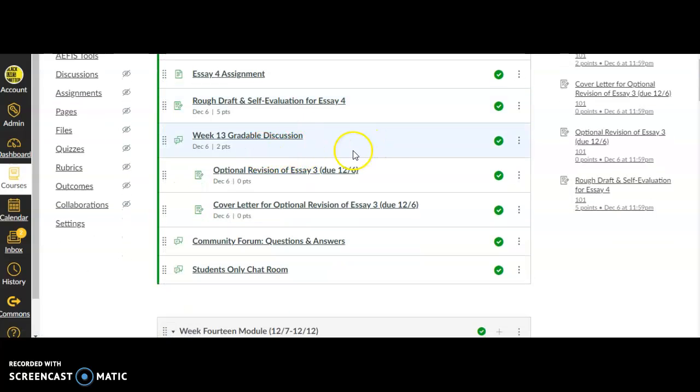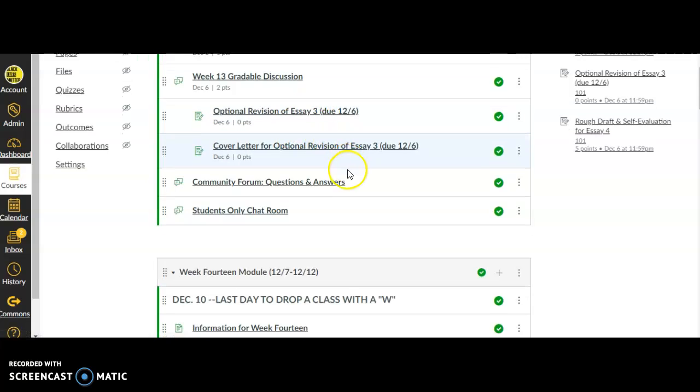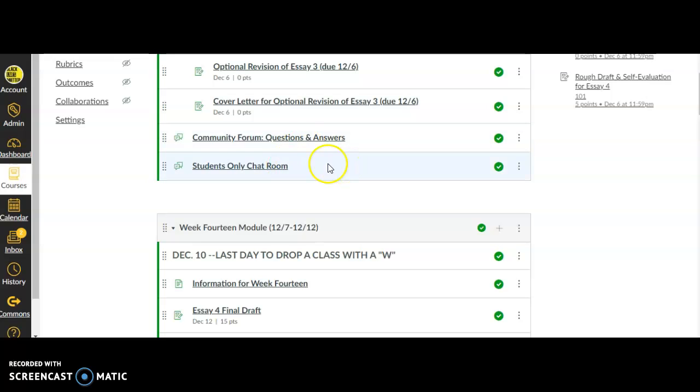There is a discussion this week, so make sure you complete that. Make sure you try to comment on at least one classmate to get the full points. Comments, my feedback, grades, etc. for essay 3 came in last week, so hopefully you've had a chance to review any notes that I made. If you want to revise, don't forget to include the cover letter explaining the changes that you've made. This is not required. It's the optional revision if anyone's revising. And then of course we've got our forum here in a chat room.